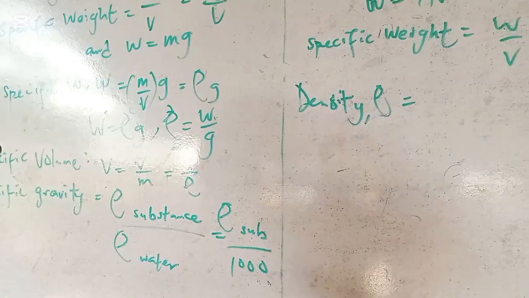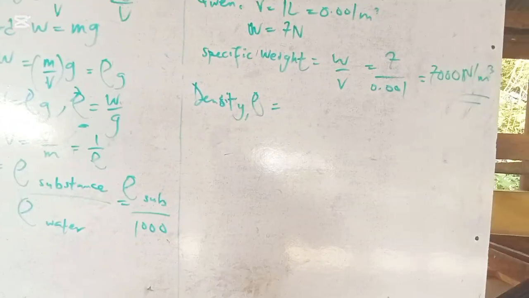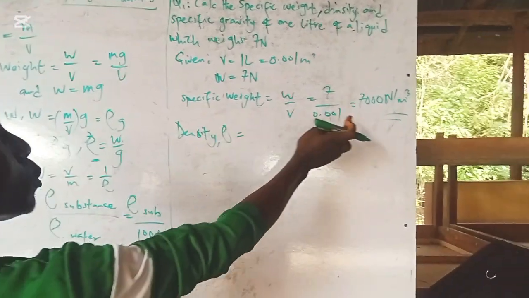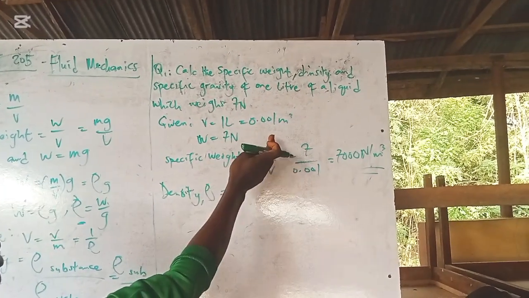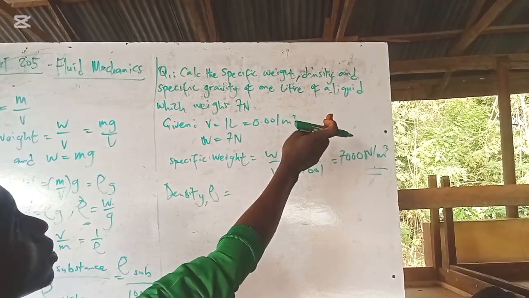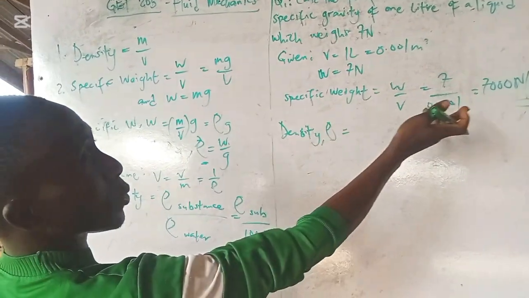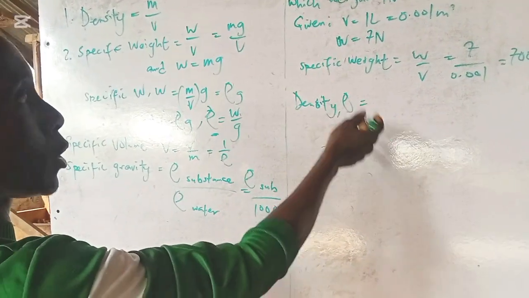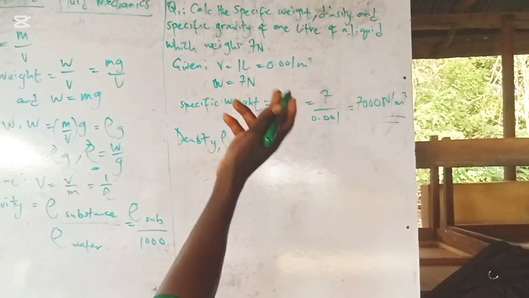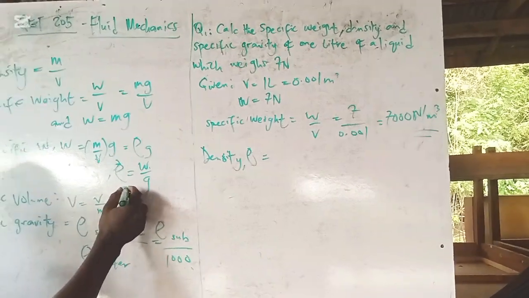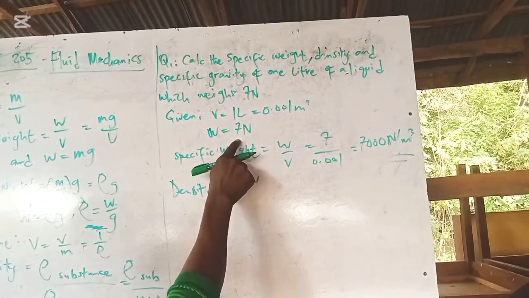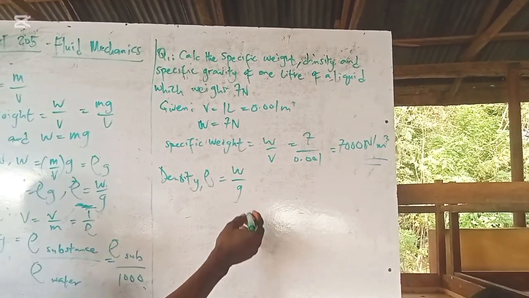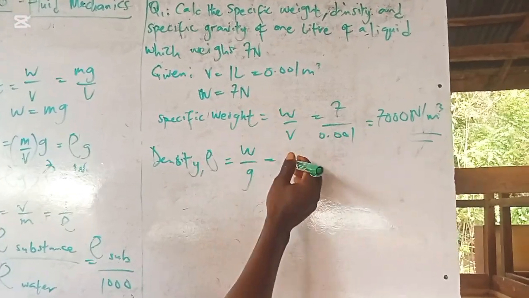So what's the density? You can calculate. Remember from this formula, we only have specific weight, and we also have volume. Then we also have the specific weight that we just calculated. So we cannot use any of this. We cannot say mass, even though we have volume, we don't have mass. So we can use this formula instead: weight over gravity. Since we already have weight here and we know our gravity, so it will just be, what's our weight?